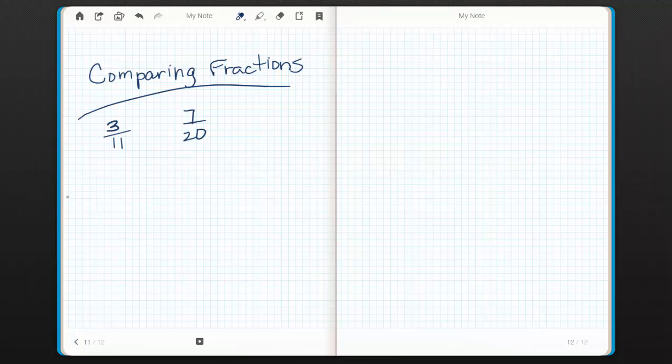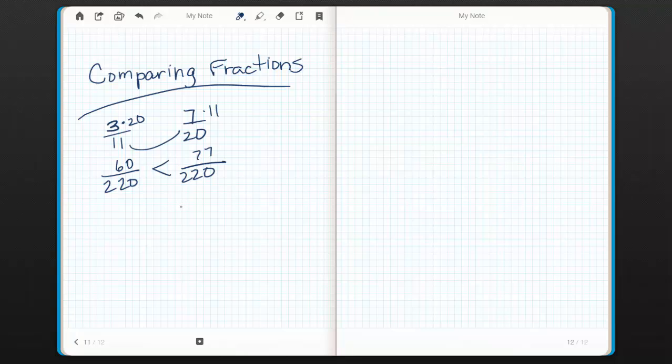The most common way of figuring this out is to change them to common denominators so that comparing the numerators makes more sense. In this case, they don't share any common factors, so let's just multiply. 11 times 20 is 220. That's my new denominator. And since I just multiplied the two denominators together, I just need to multiply the numerators times the opposite denominator. So I've got 60 compared with 77. And clearly 77 is larger.